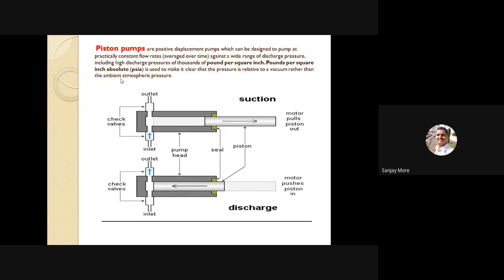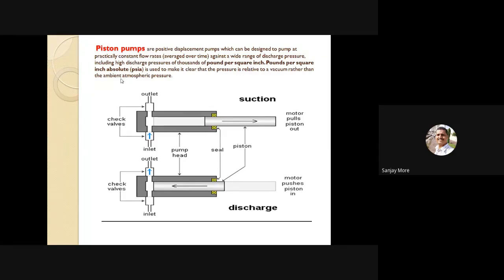So this discharge pressure is measured in pounds per square inch, meaning psi. PSI, pound per square inch, or also pound per square inch absolute. They are used to make clear that the pressure is relative to the vacuum rather than the ambient atmosphere. These diagrams are only used for understanding purposes.